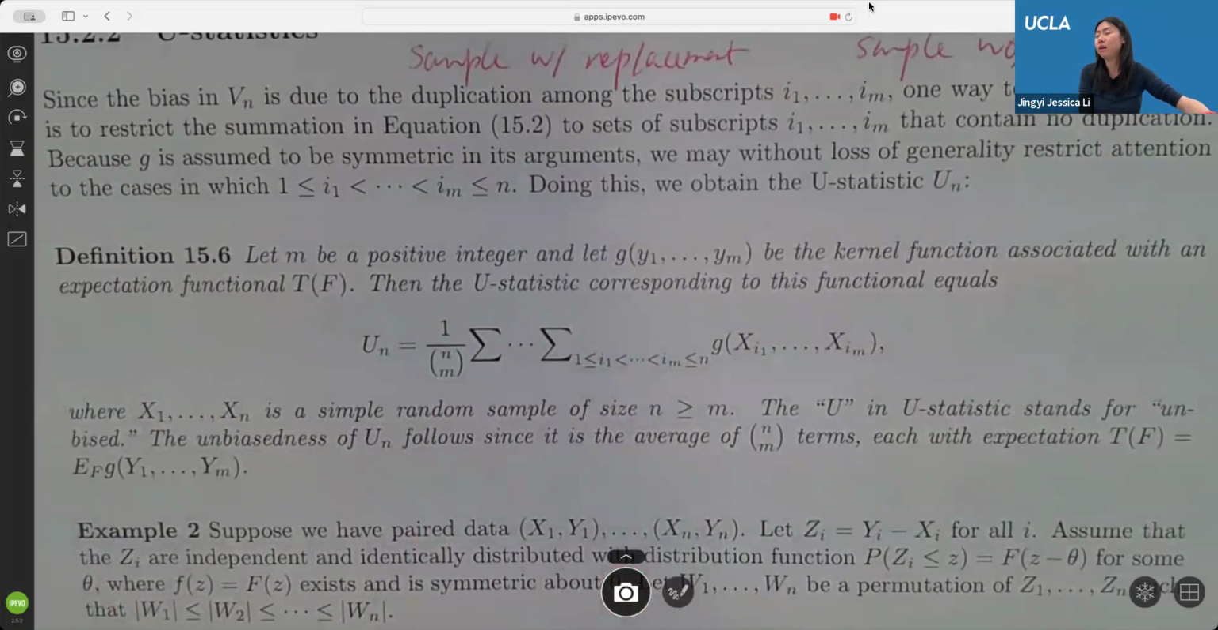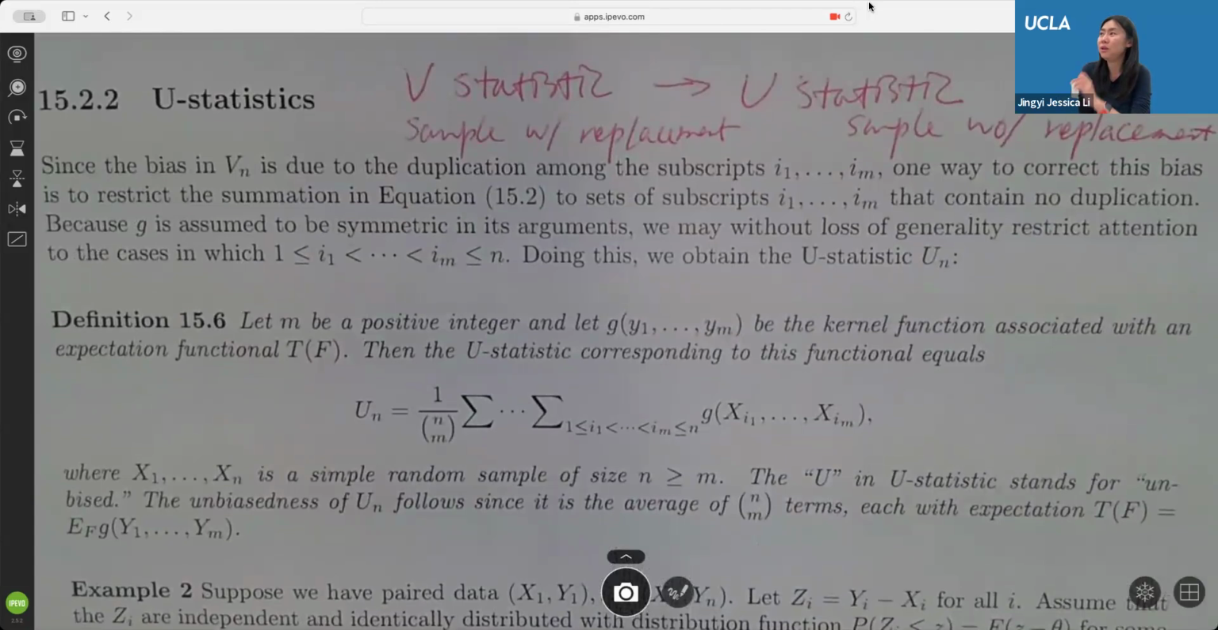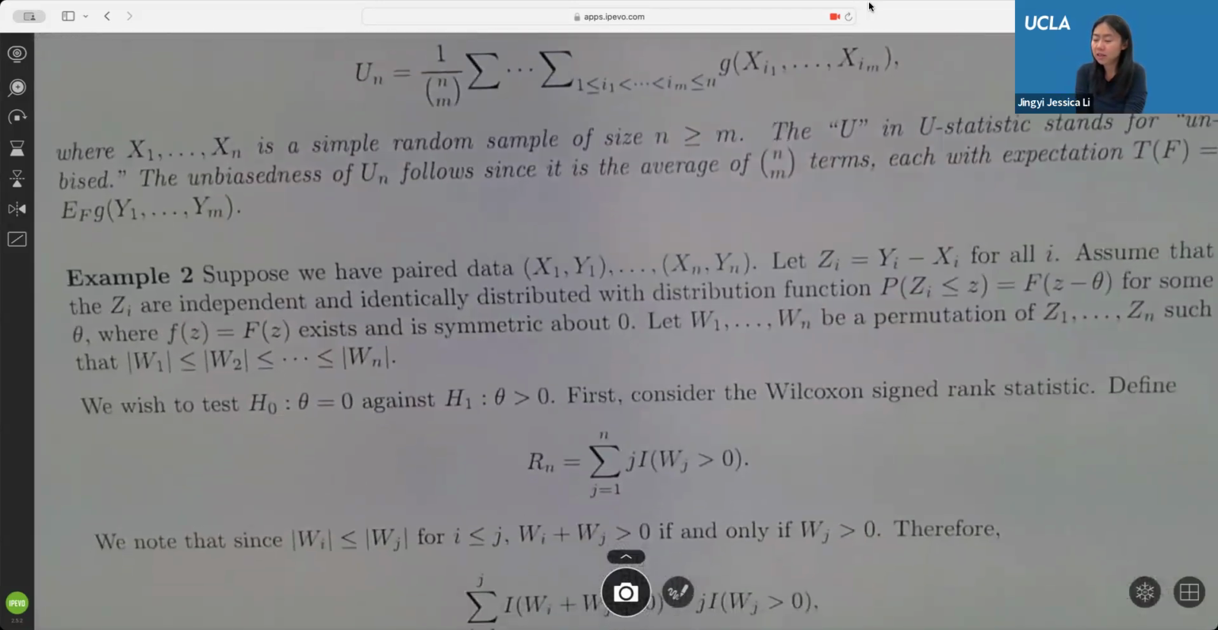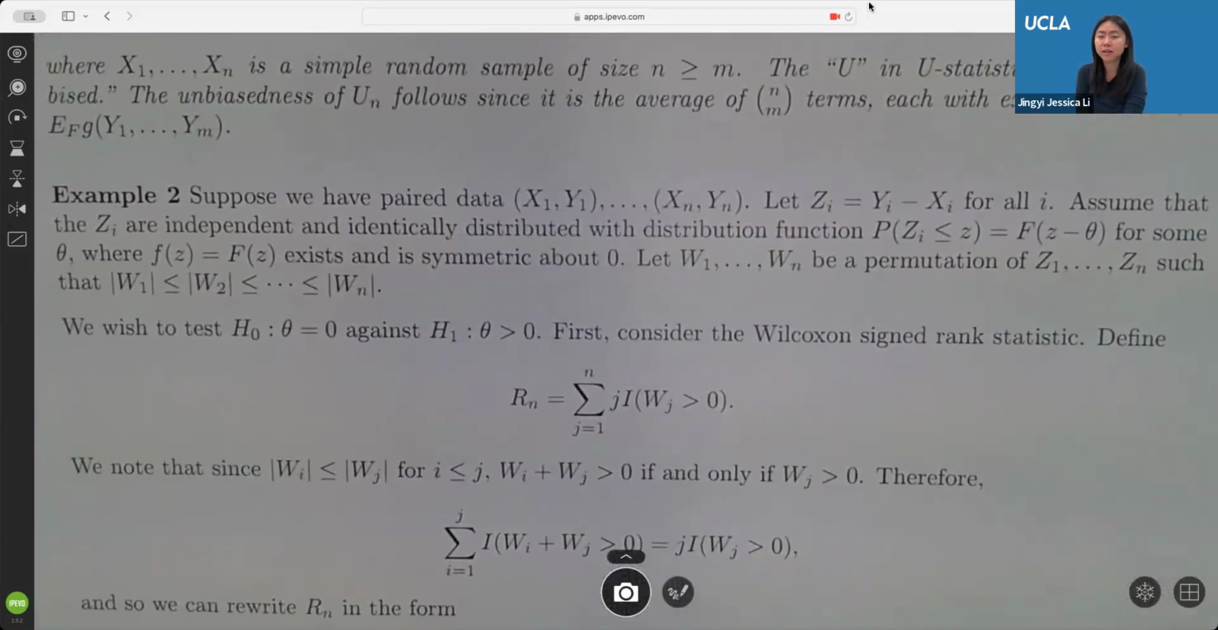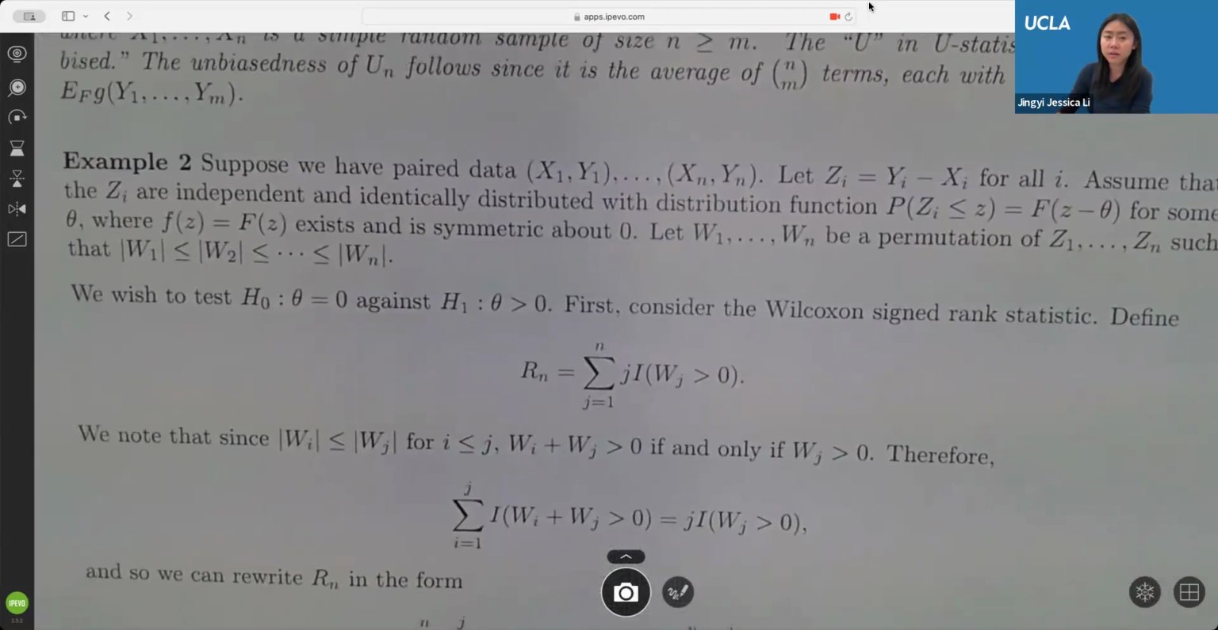But then we realize that for expectation functionals, if the parameter needs more than one IID random variable from F to define, Y1 to Ym, when m is bigger than 1, then just doing plug-in will have this bias issue. And to debias, or to get an unbiased version, we came up with this U statistic. That's the whole idea. Now let's look at one concrete example to help you understand how the U statistic is used. Okay, example 2 here.